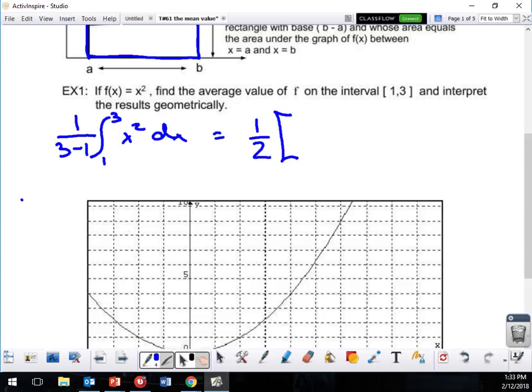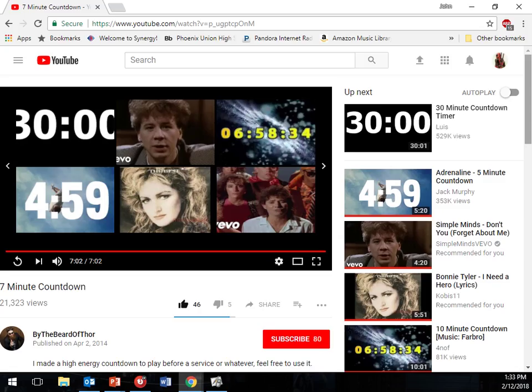remember I always add 1 to the exponent. So it's going to be x cubed over 3, and it's going to be from 1 to 3. Oh, nice. I know, right? Oh, wait.